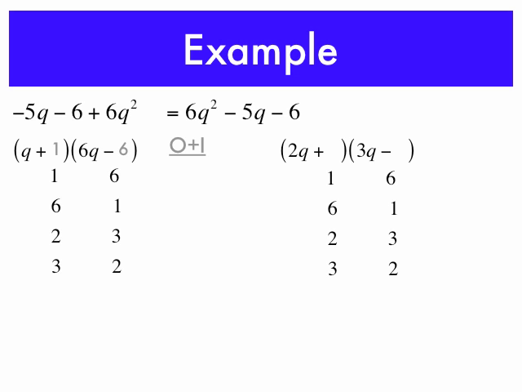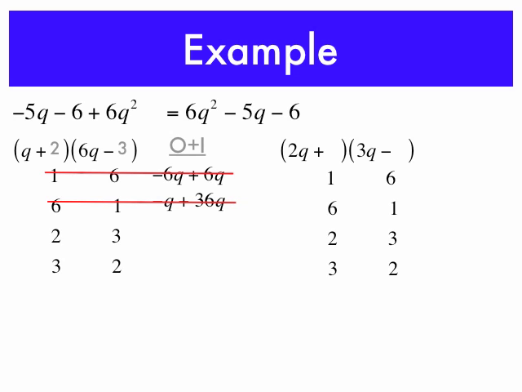So I'll put in 1 and 6, and I'm going to check the outside and the inside to see if I can get the middle term to match. So the outside would give me -6q, the inside would give me 6q. Well, that doesn't give me -5q, so I'll cross that out and then go on to my next choice. Outside would give me -q, inside would give me 36q. Nope, that gives me 35q, nowhere near -5q. Cross it out. I'll go on to the next one.